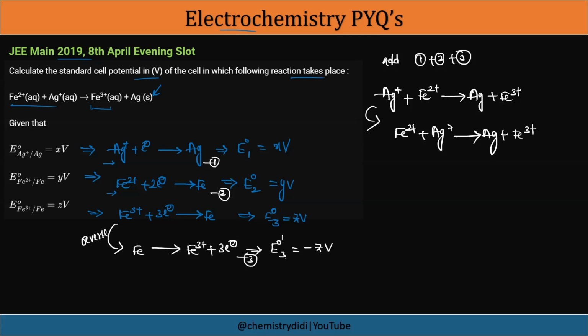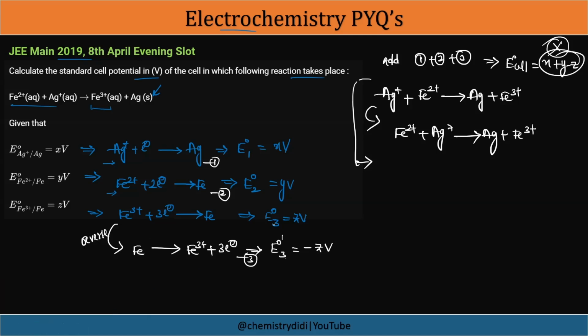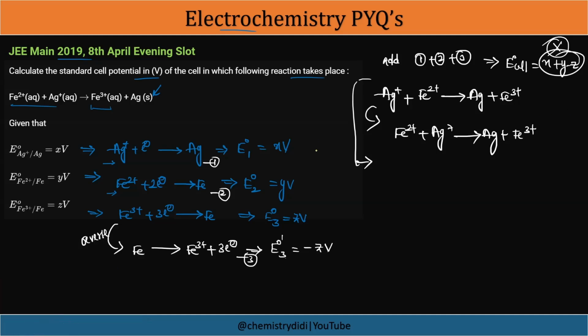Fine. So now, one common mistake is that you will simply add the potentials. Like here we have added these three, so the electrode potential of this would be X plus Y minus Z. This is the wrong answer. Obviously we need to take care of electrons also. While adding these electrode potentials, we are not taking care of the electrons, right? So here we need to take care of the electrons also.